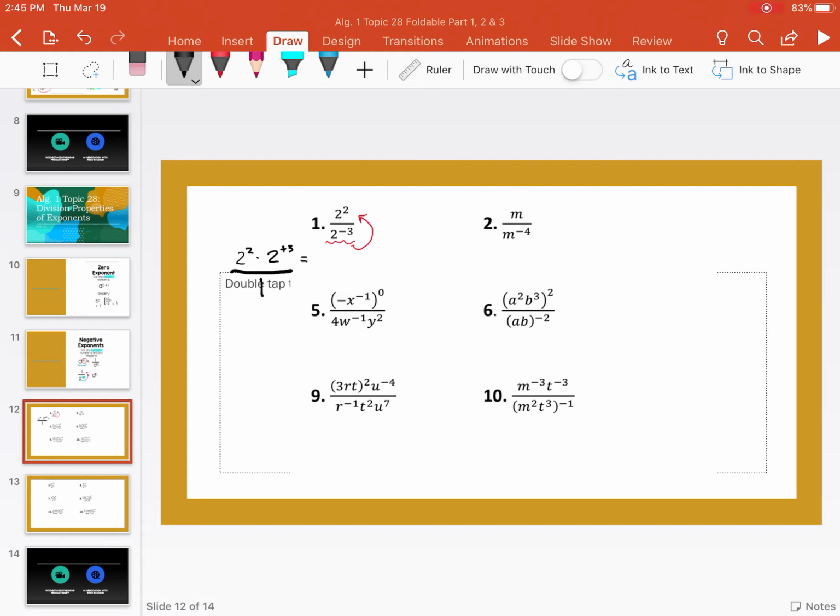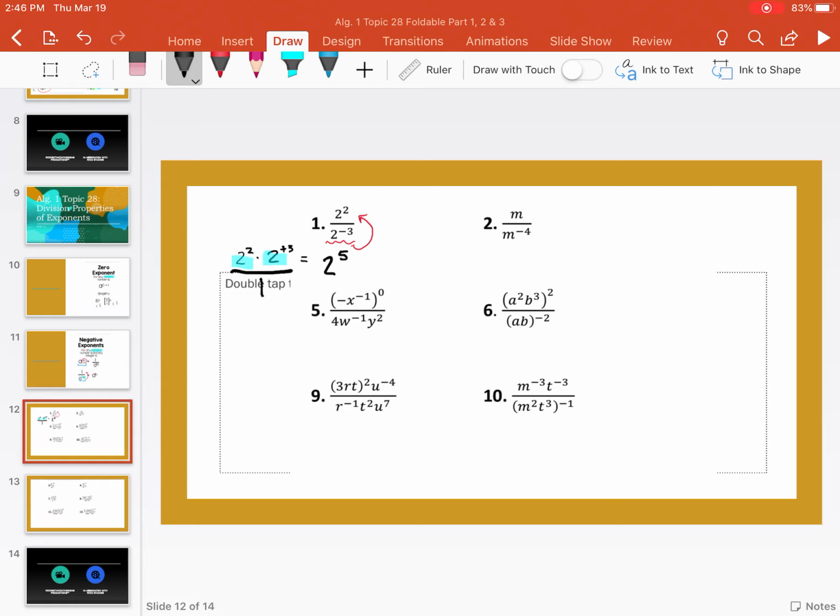We know when we have two values and they have the same base, so we have 2 and 2 here, what can we do with our exponents if we are multiplying them? We can add them. So our new answer is going to be, we have a 2 plus 3, 2 to the 5th. There you go.